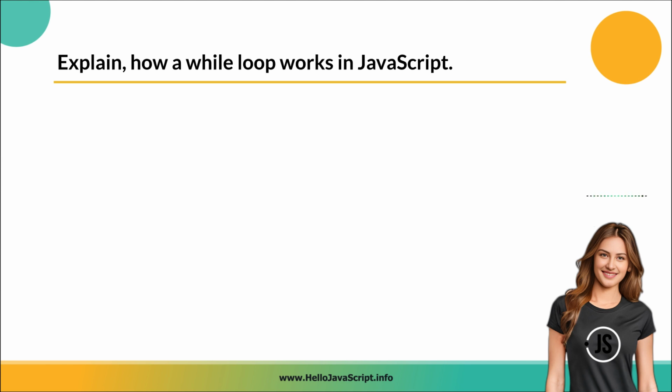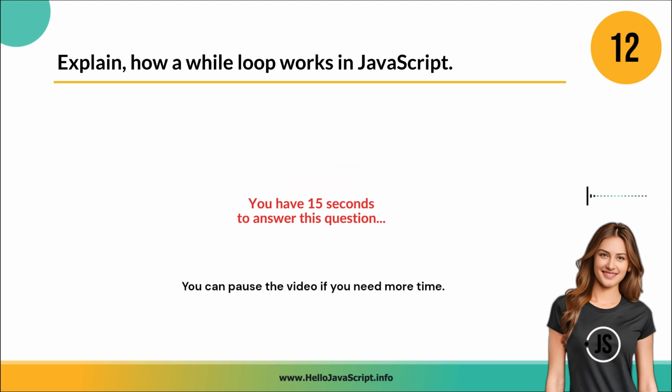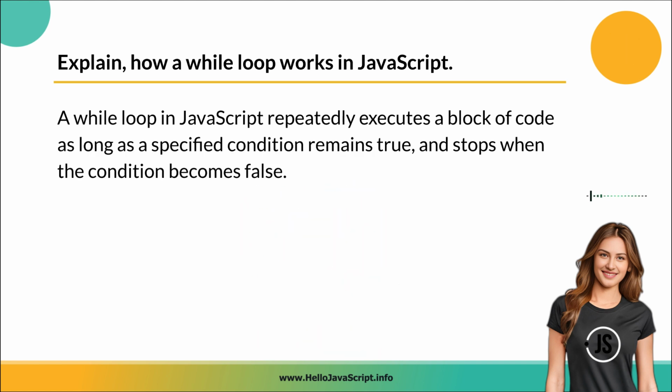Let's move on to the next question. Explain how a while loop works in JavaScript. Here is the correct answer to this question. A while loop in JavaScript repeatedly executes a block of code as long as a specified condition remains true and stops when the condition becomes false.